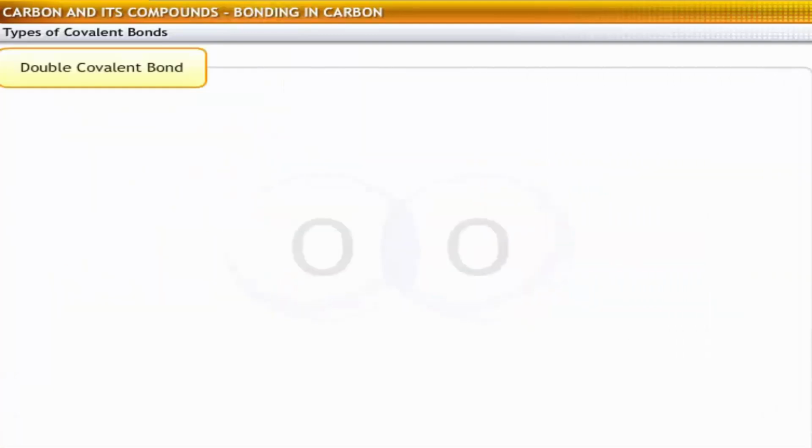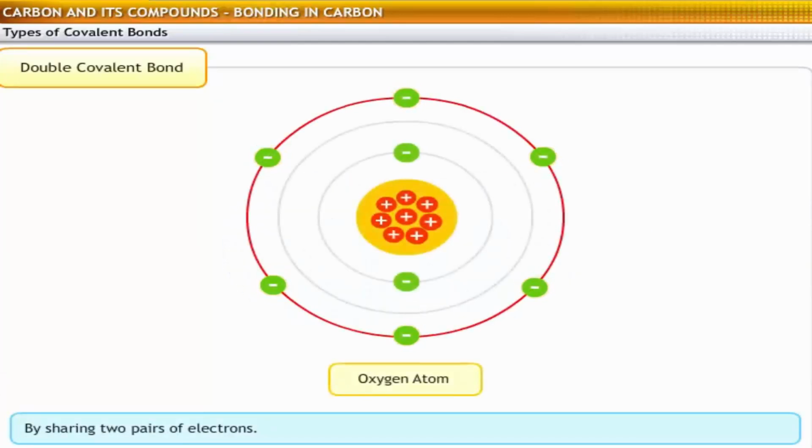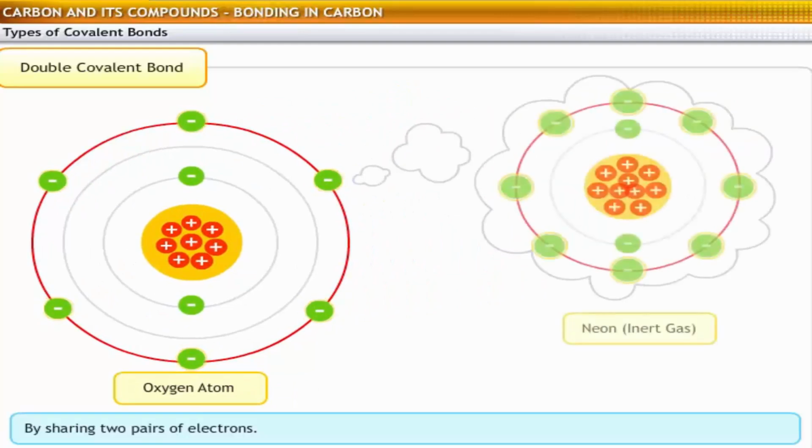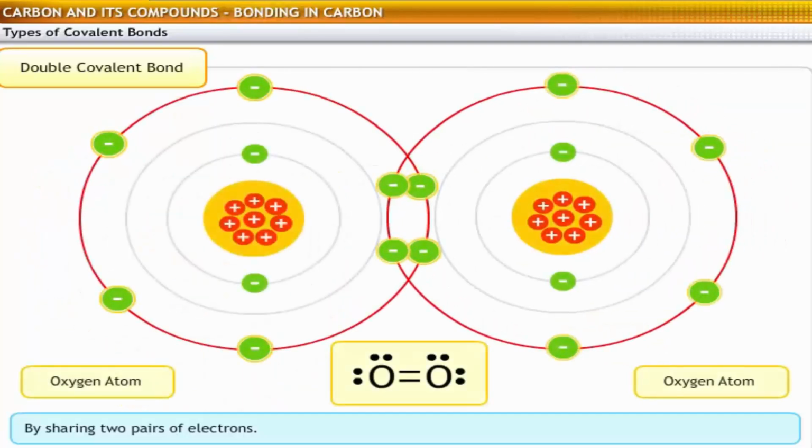Considering the example of oxygen, let's see the formation of a double covalent bond. The atomic number of oxygen is 8 and it requires 2 electrons to achieve the nearest stable inert gas configuration, which is neon. To achieve this, 2 oxygen atoms contribute 2 unpaired electrons to produce 2 bond pairs. Thus, they share these 2 electron pairs to form a double bond or dicovalent bonds.